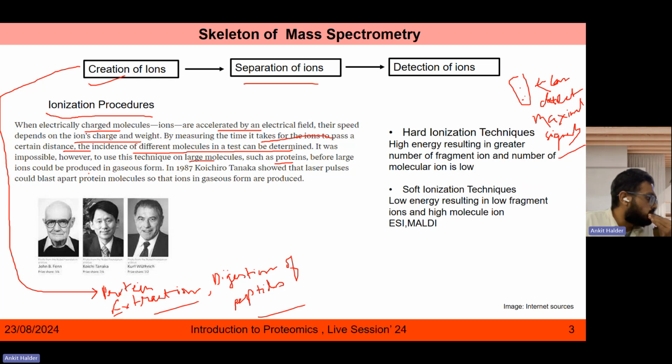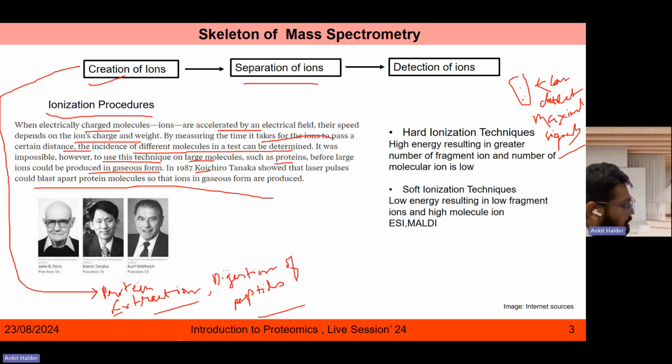Large ions needed to be produced in gaseous form. This technique could not be used if ions could not be produced in gaseous form. This was solved by Koichi Tanaka, who showed that laser pulses could blast apart protein molecules so that ions in gaseous form are produced.